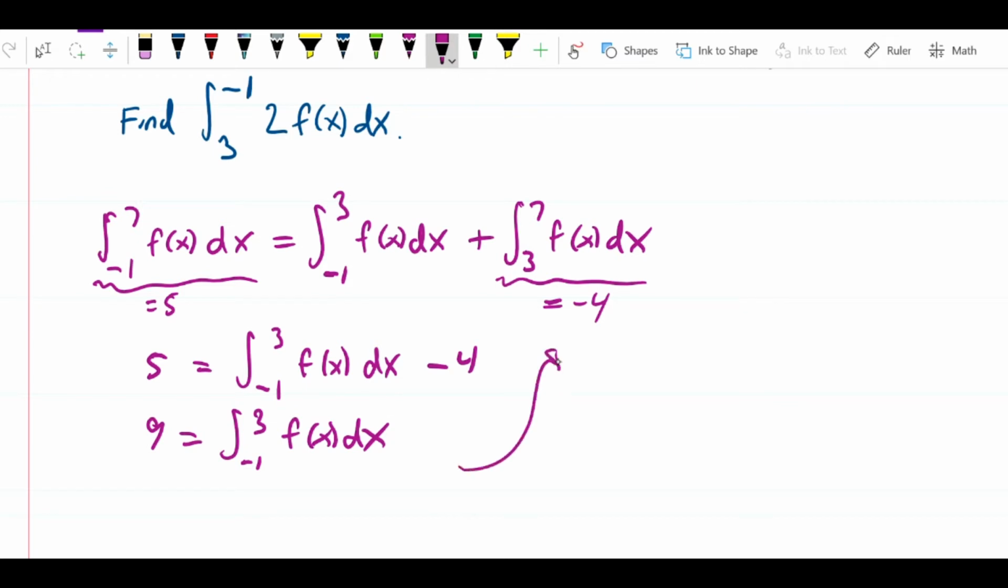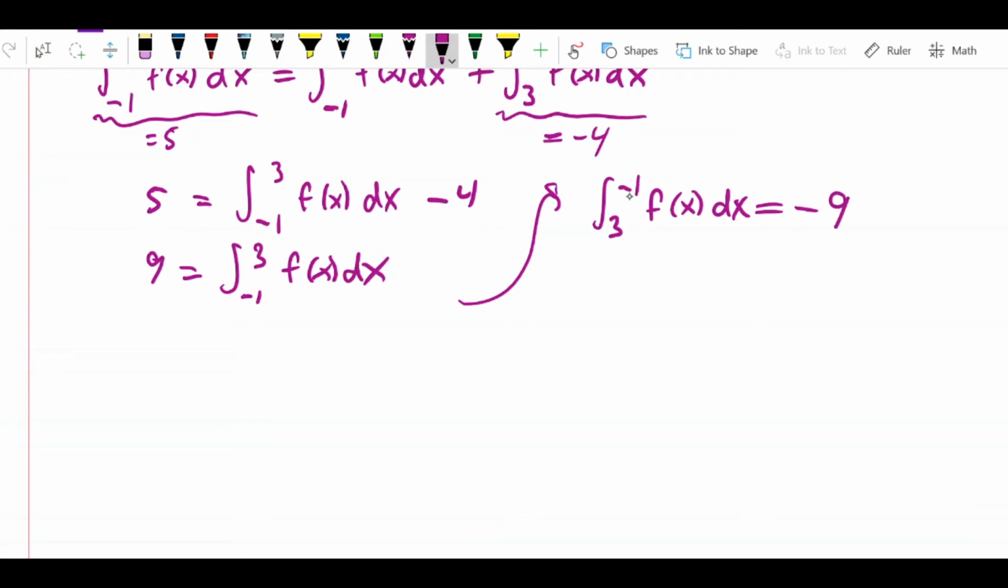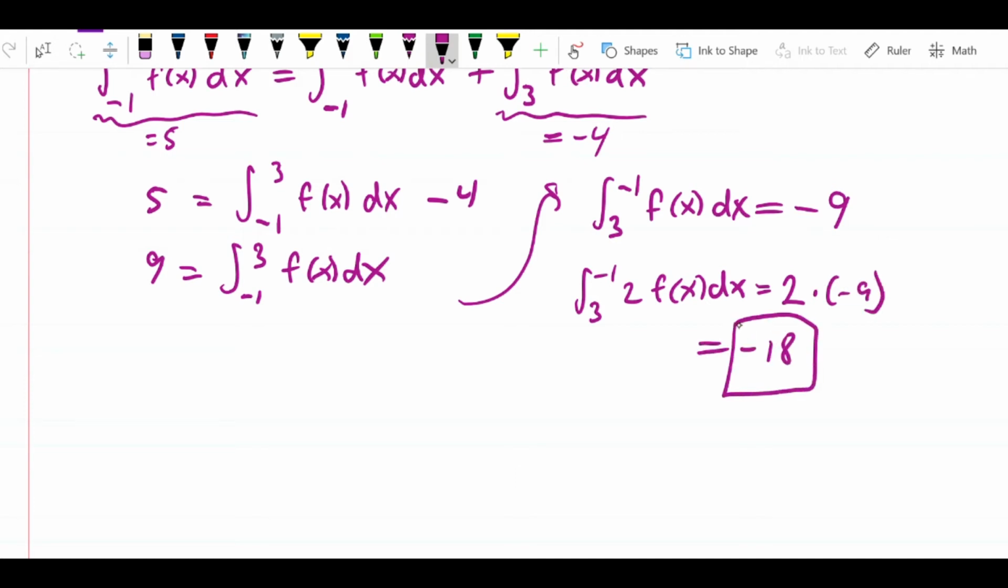I can then say that the integral from 3 to -1 of f of x dx is equal to -9. That's that first property that I said really doesn't have any geometric intuition to it. Just that if you switch the order, if you switch the limits of integration, you negate the answer. So therefore, I can say that the integral from 3 to -1 of 2 f of x dx is equal to, by the constant multiple property, 2 times -9, which is equal to -18. And that's the answer.